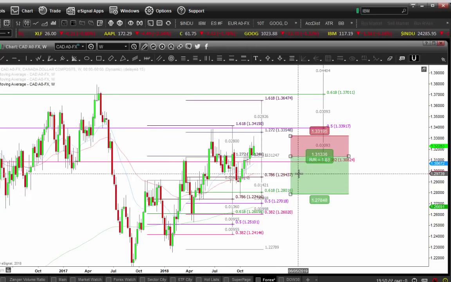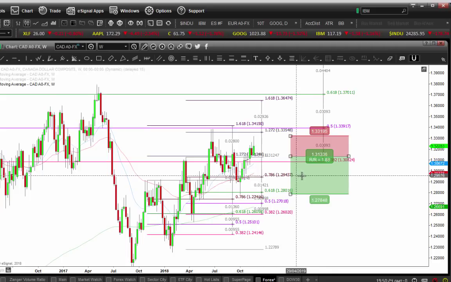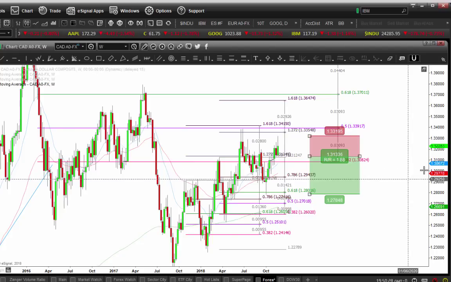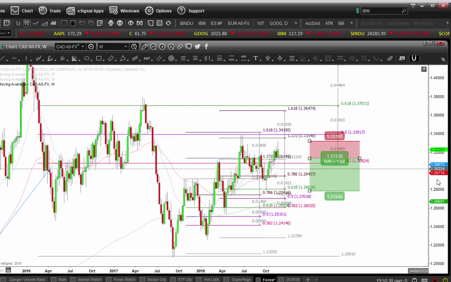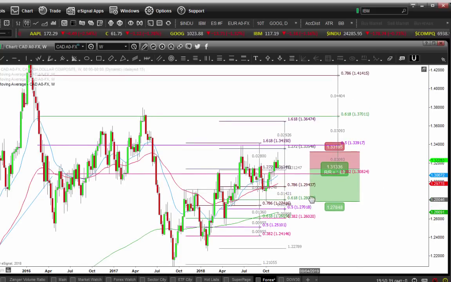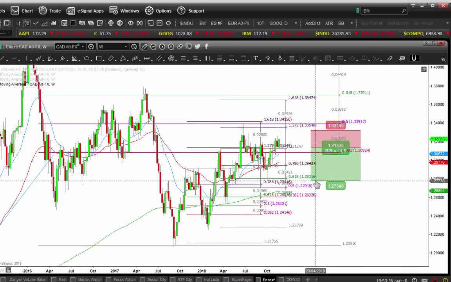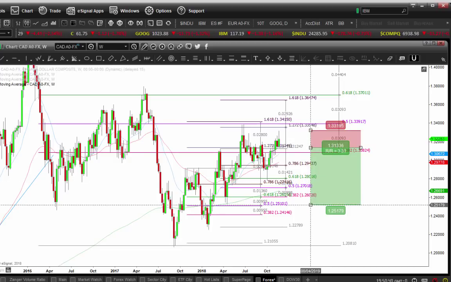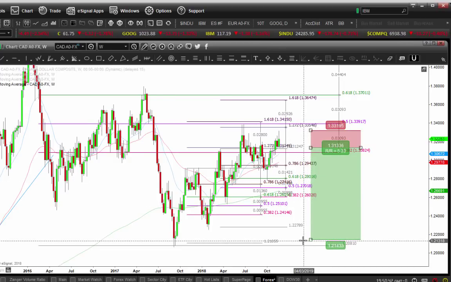A number of you I know will scale out at a 1-to-1, so round about down here, that's fine. But ultimately, our target, and please do bear in mind that the bigger the target, the lower the probability is of the market going to our target. That's for sure. So ultimately, all things going well, our ultimate target will be all the way down here. So that's a 5.33 to 1 reward to risk trade.